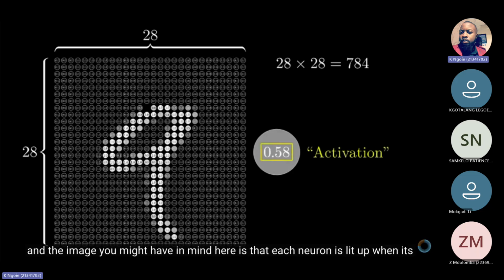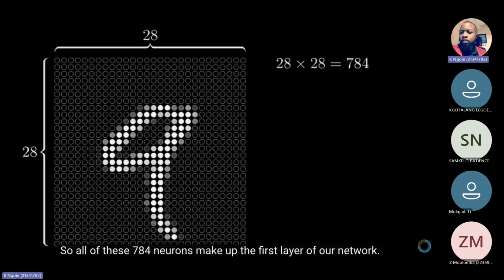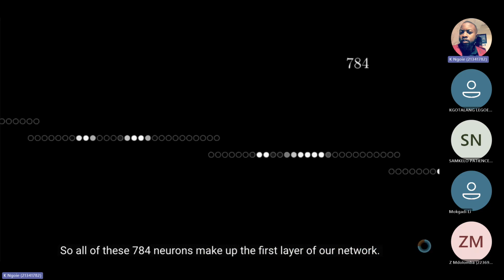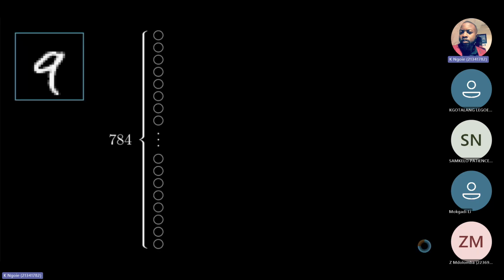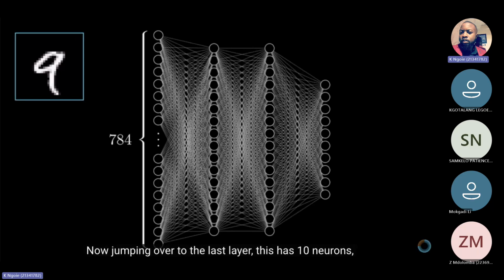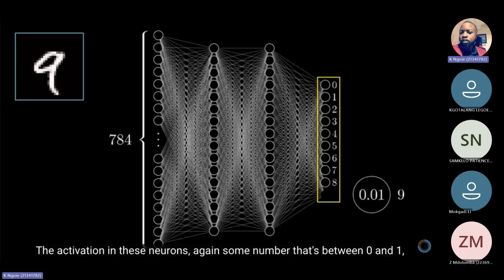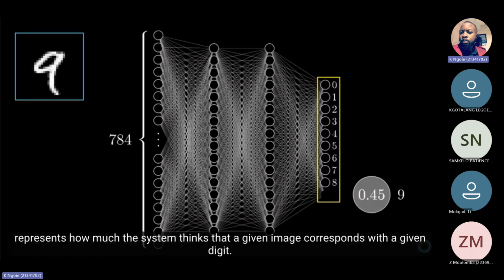And the image you might have in mind here is that each neuron is lit up when its activation is a high number. So all of these 784 neurons make up the first layer of our network. Now jumping over to the last layer, this has 10 neurons, each representing one of the digits. The activation in these neurons, again some number that's between 0 and 1, represents how much the system thinks that a given image corresponds with a given digit.